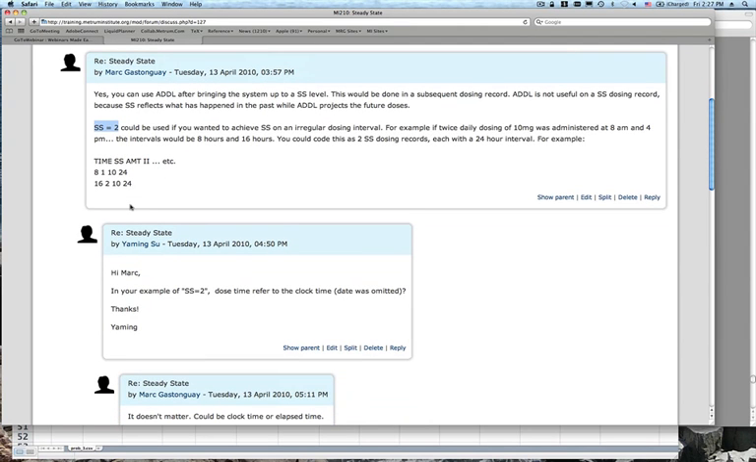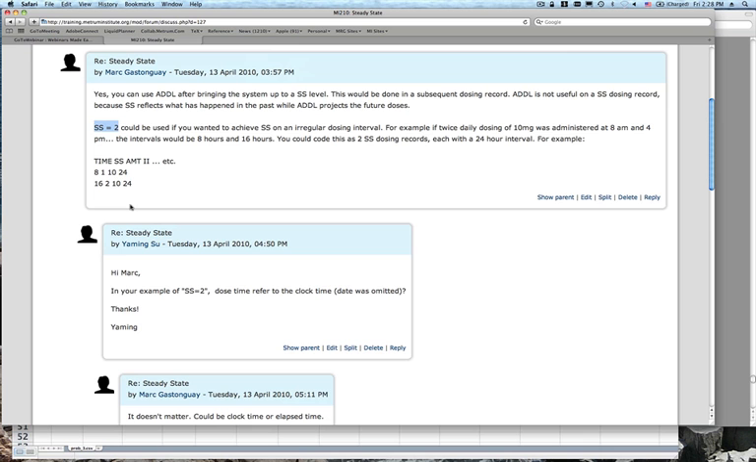SS2 can be used if you want to achieve steady state on an irregular dosing interval. So what if you had a twice daily dosing of 10 milligrams, but the interval is not every 12 hours. Instead, it's at 8 a.m. and 4 p.m. So the interval would be 8 hours between those two, and then another 16 until the next dose. So you could code this as 2 steady state dosing records, each with a 24-hour interval.